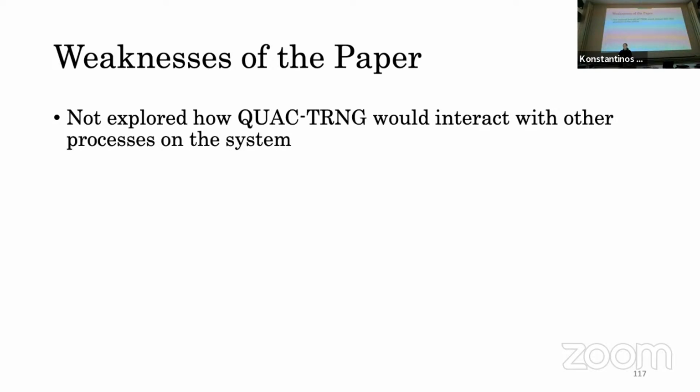Firstly, it has not really explored how QUAC-TRNG would interact on a system where processes are already running. They did run the system specifications, but it's not like they rely on a hypothetical scheduler that only schedules DRAM commands when the memory channel is idle. So we would not be sure how that would work, if there would be enough time within those idle periods for the QUAC commands to complete.